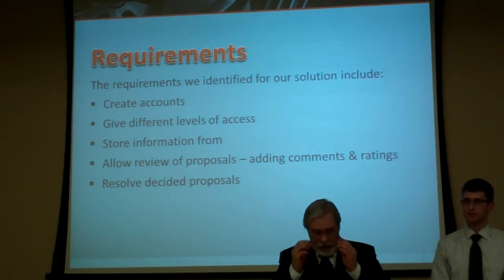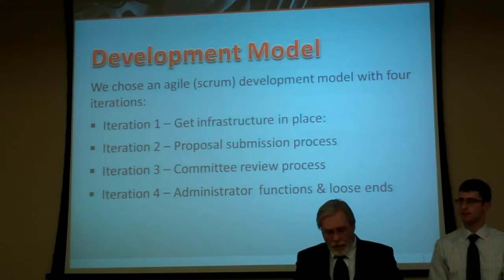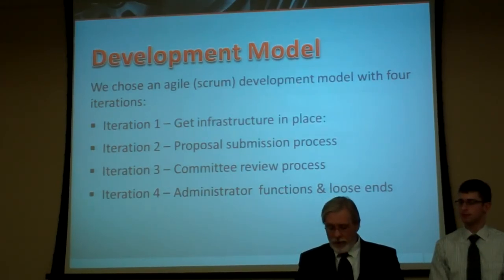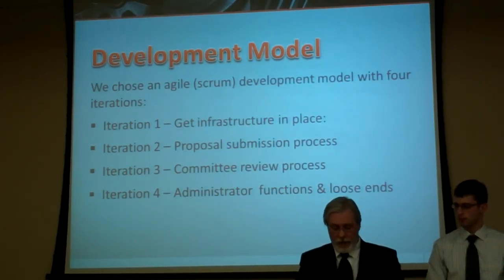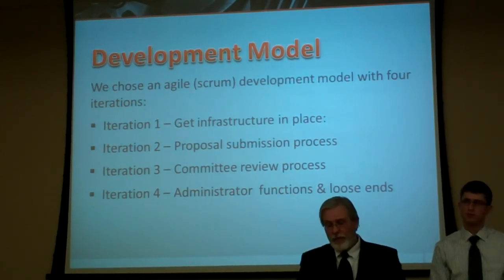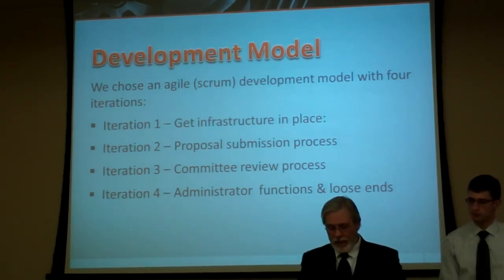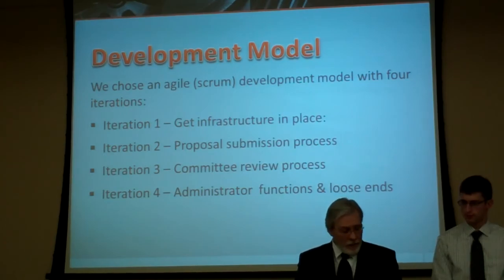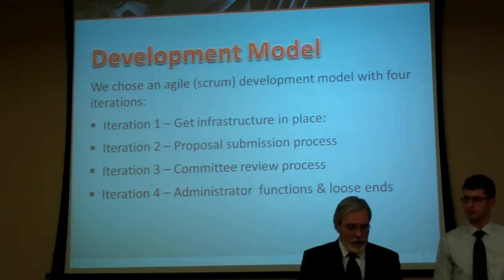To develop the system, we followed an agile development model. We divided the project up into 4 iterations. The first iteration was all about getting infrastructure in place, the database, account handling, and such. The second iteration focused on proposal submission processes and functionality. The third was the committee review process. And the fourth iteration, which we've just completed, was implementing the administrator functions and tying up loose ends. So Jesse will give the architecture of this solution in greater detail.